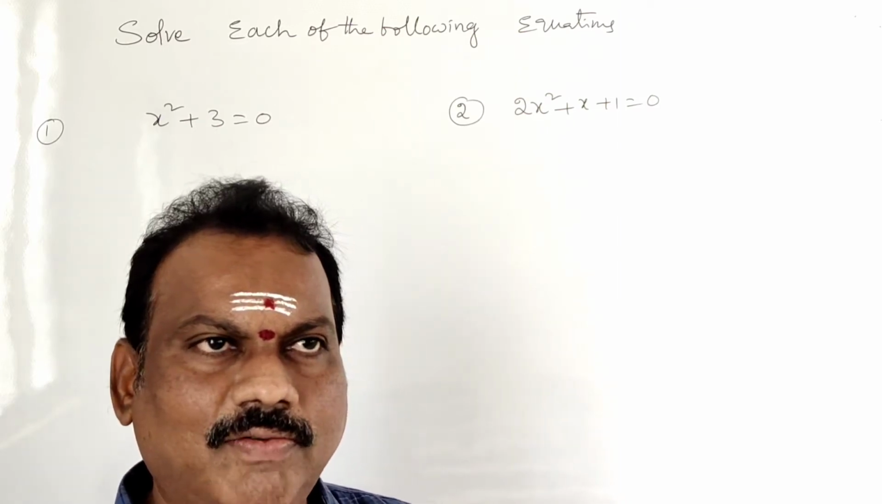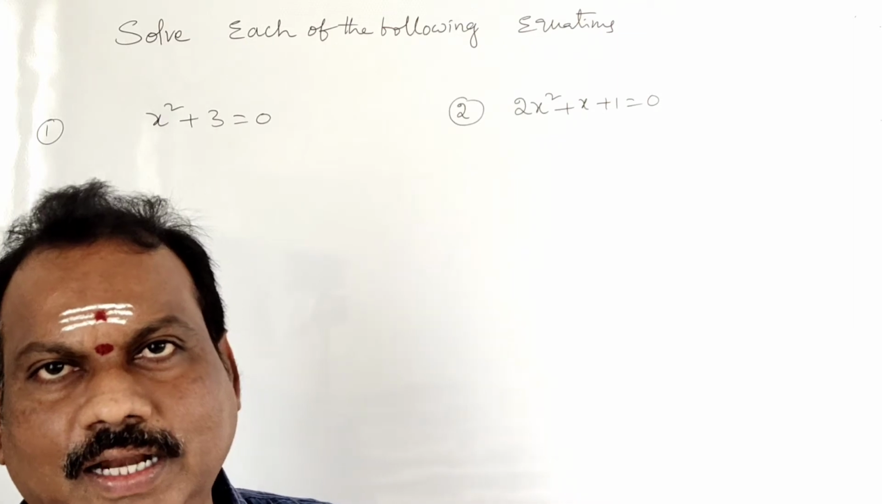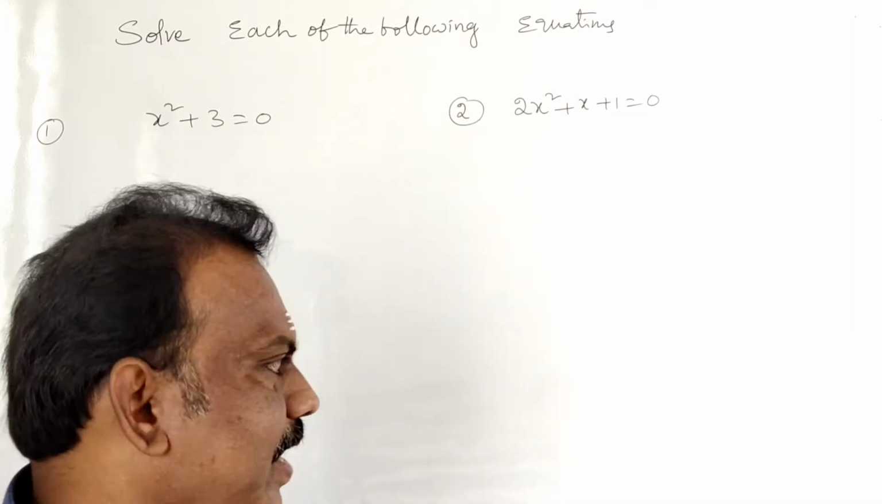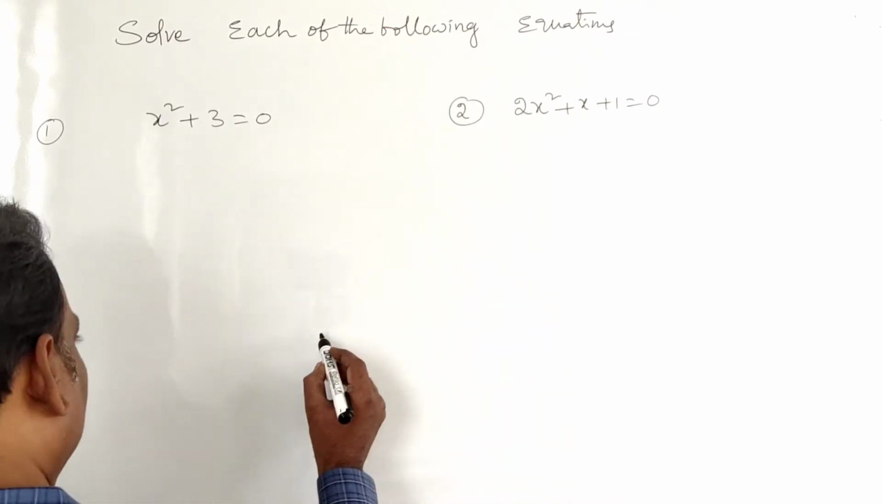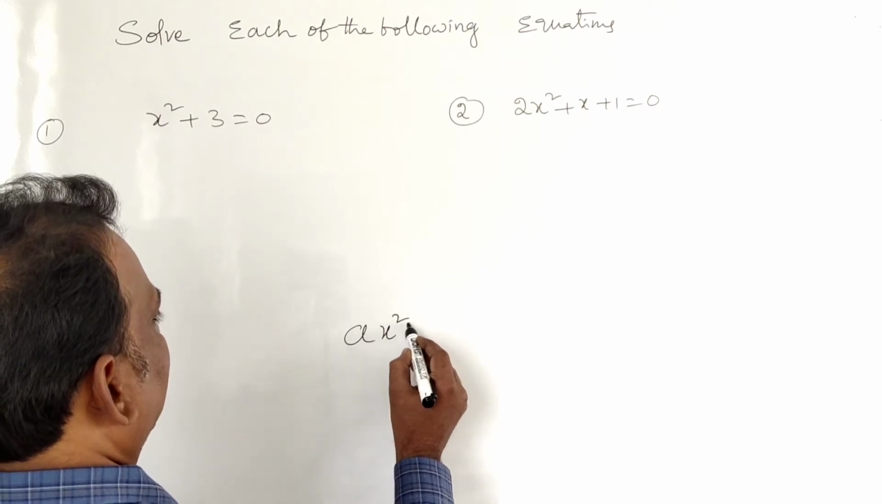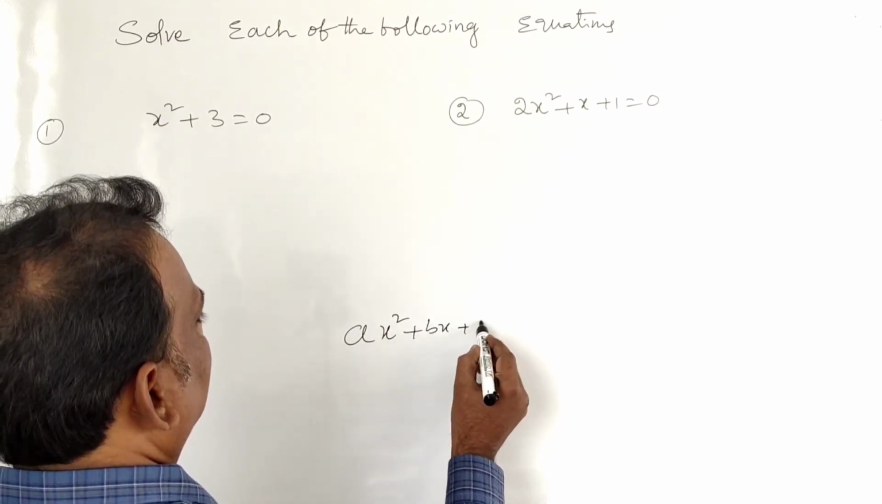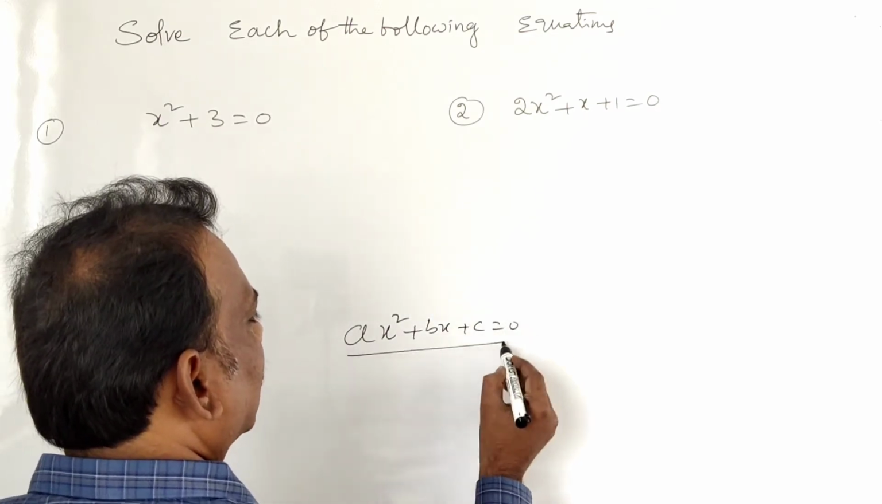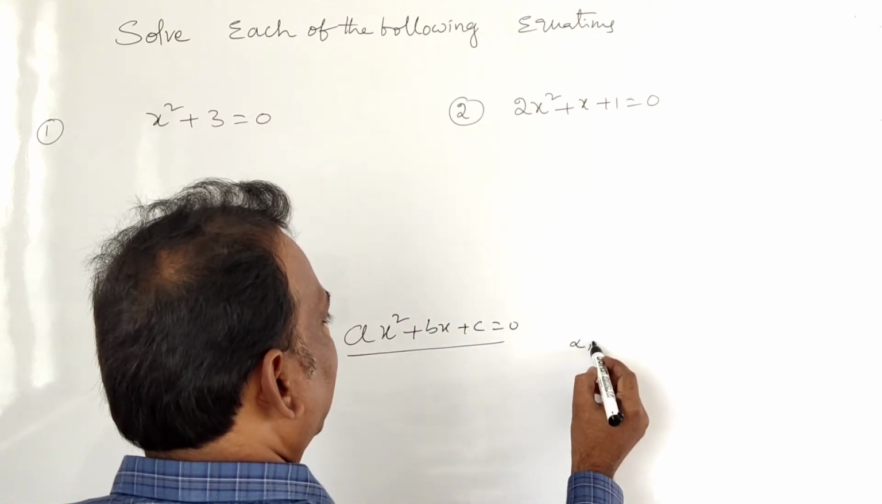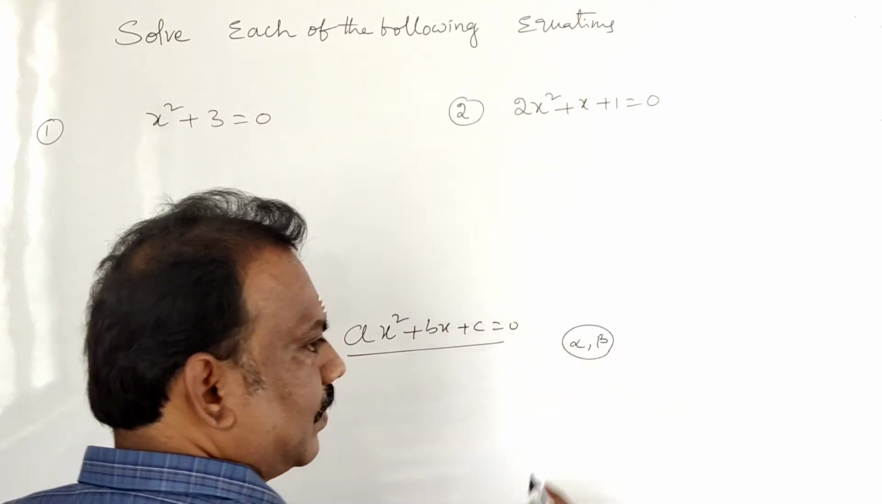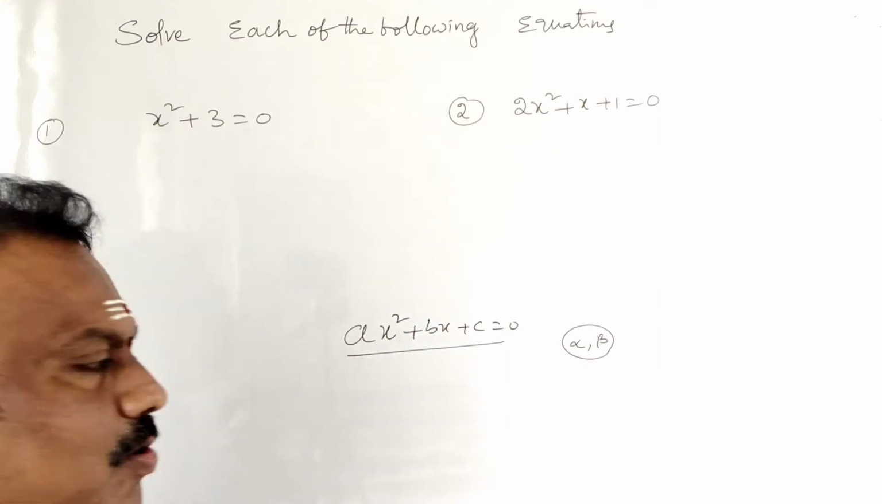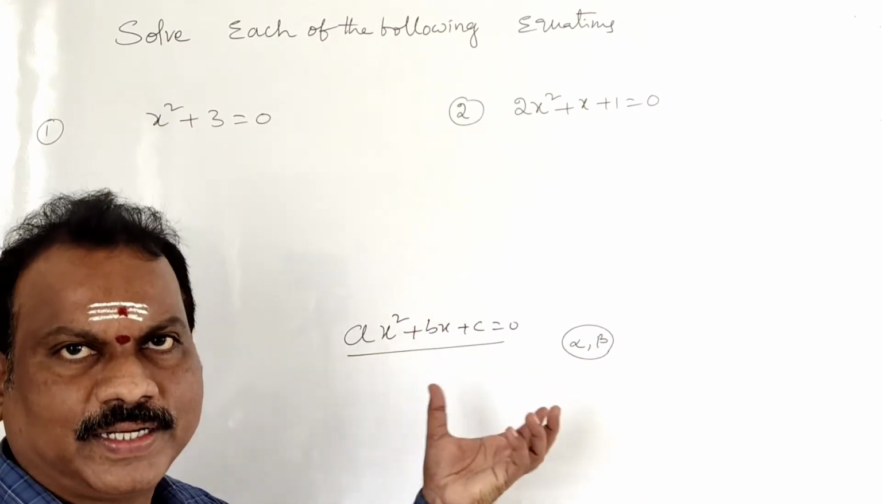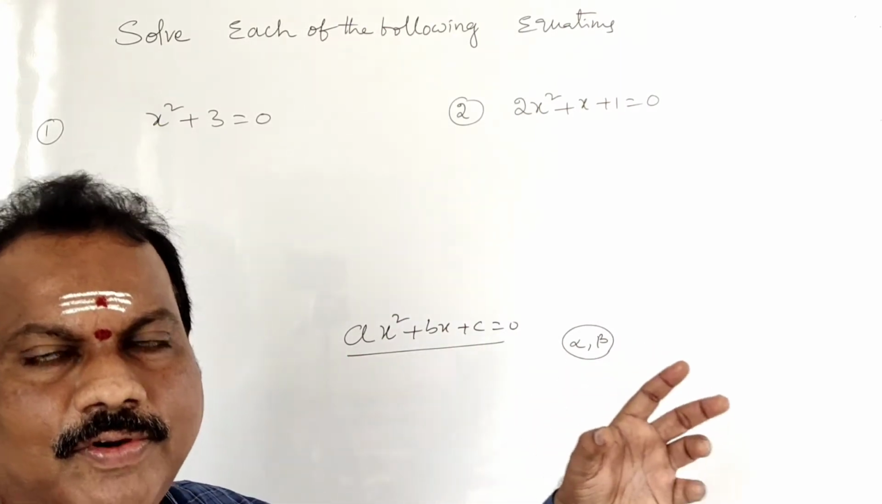Next, we have one more small concept in that quadratic equation. So, if ax square plus bx plus c is equal to 0 is given, for this there are alpha and beta roots. How to express this expression in terms of roots?